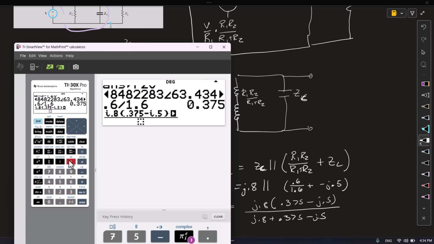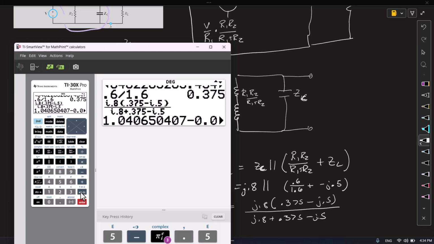j0.5 over j0.8 plus 0.375 minus j0.5. That does not seem right either. Let's see where I went wrong.